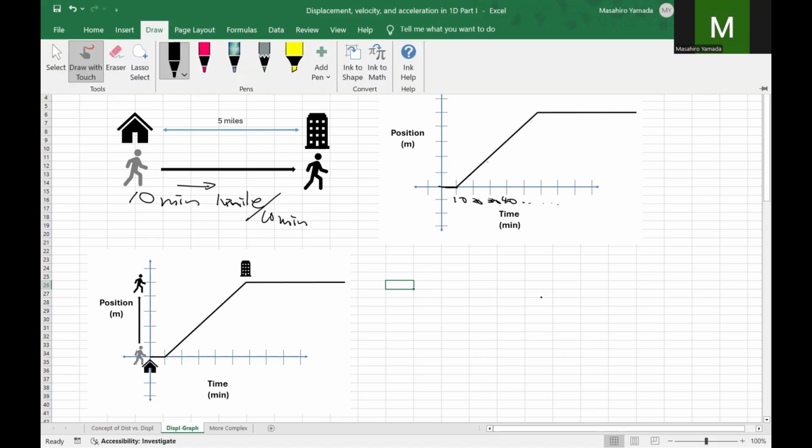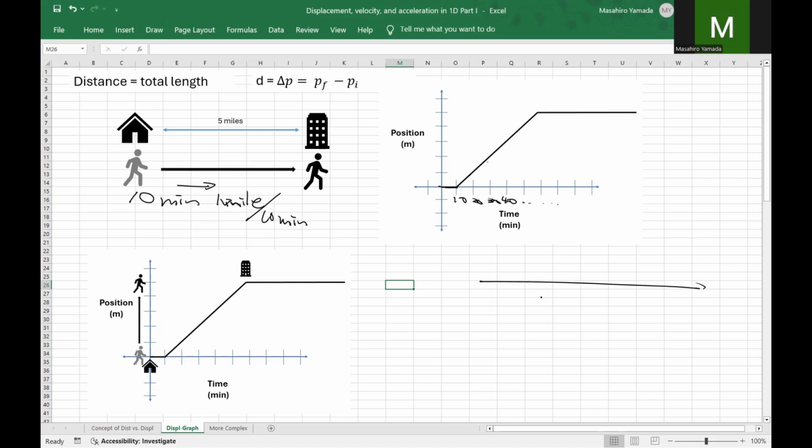Even though he actually moved completely straight from left to right, when you plot the displacement over time, it looks like there is a slope over here. That's because for the first 10 minutes, he never moved, so this number should never go up. For the first 10 minutes, he stayed at the same position, same location. That's why you see a flat line.